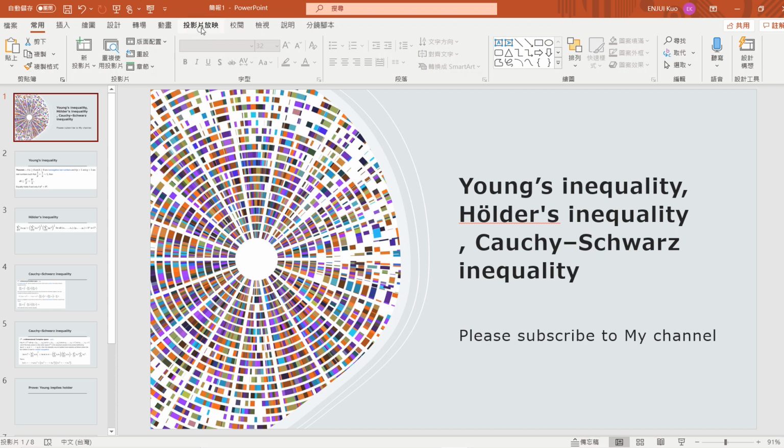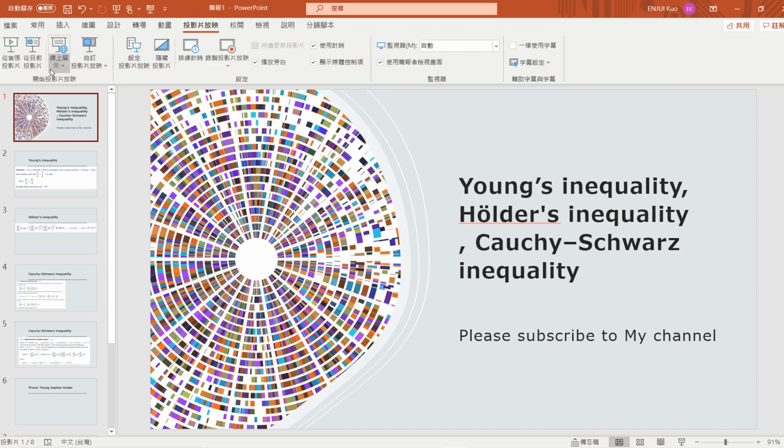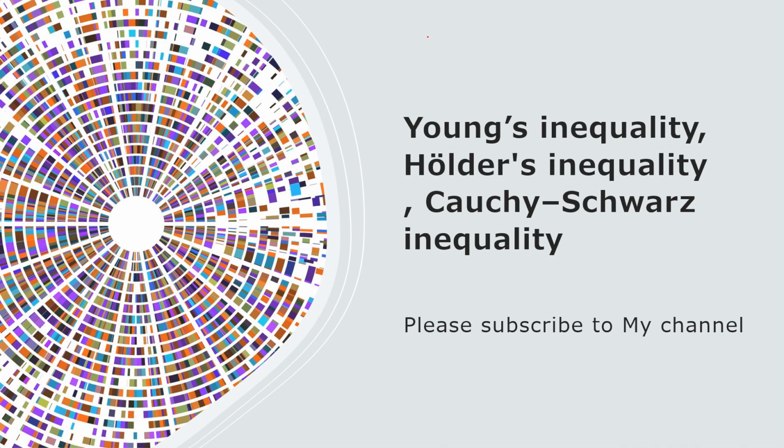Guys, welcome. This is a small topic about these three inequalities. We will prove all of them and describe their relationship. We start from Young's inequality, Hölder's inequality, and the Cauchy-Schwarz inequality.